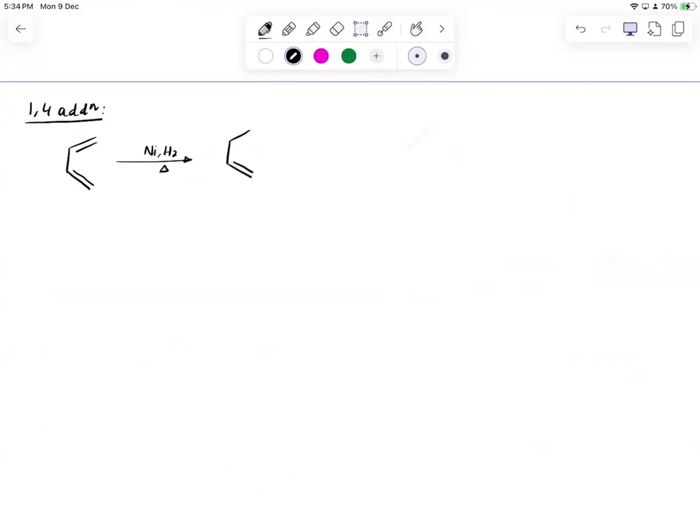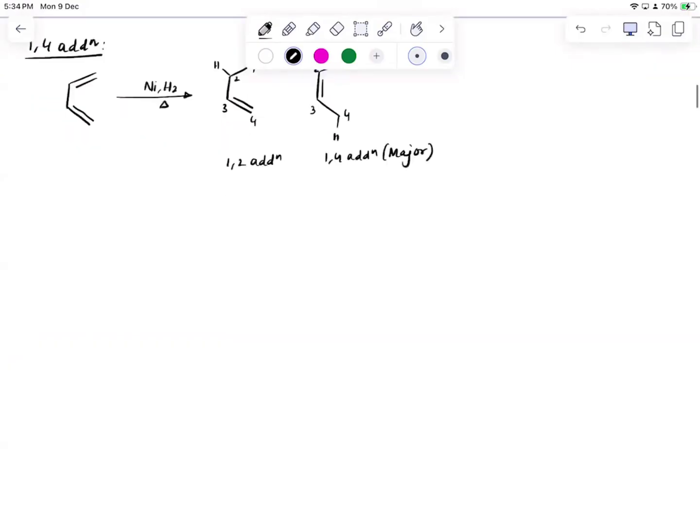One with hydrogen getting added here. The other one is hydrogen getting added on these two positions. The first is termed 1,2 addition. The second one is termed 1,4 addition. This is 1,2 addition and this is 1,4 addition. And the major product is 1,4 addition in this case. Got it?